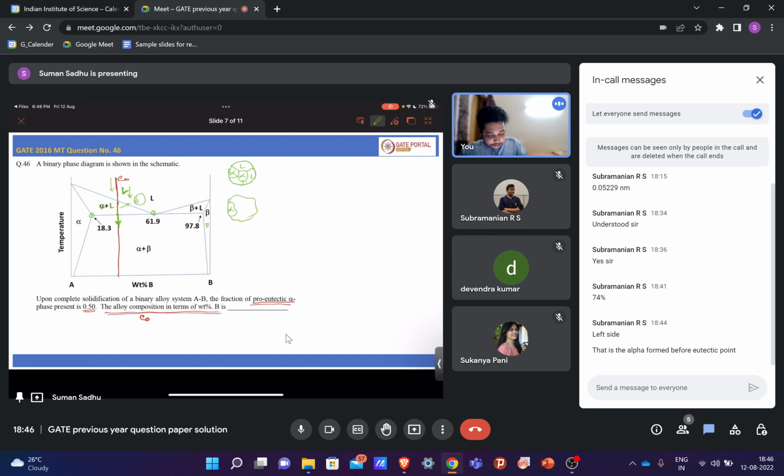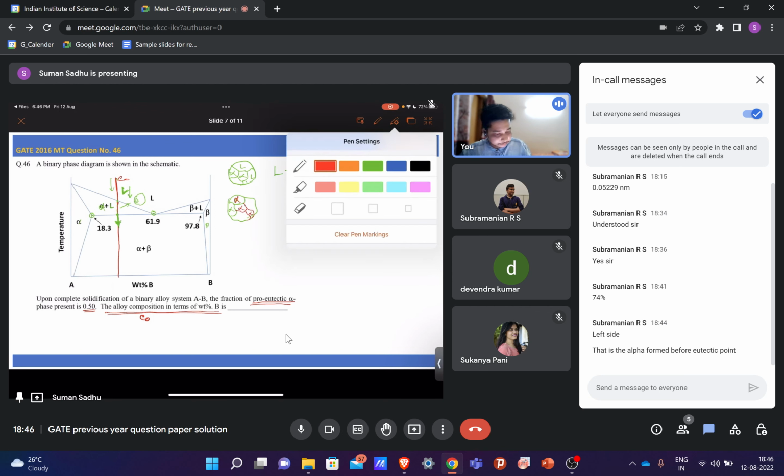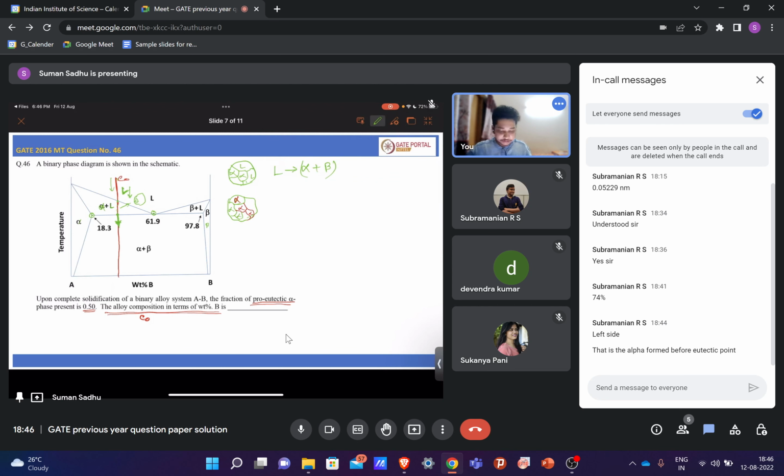Now when you are cooling further below the eutectic temperature, what will happen? The alpha phase that was there earlier will not change, it will remain, and the liquid will undergo the eutectic reaction and form alpha plus beta. Just for simplicity I'm writing this in a different color. Let's say this alpha is formed after the eutectic reaction. The composition will be the same, but as this alpha forms after the eutectic reaction, this red alpha is not considered proeutectic alpha. Proeutectic alpha is the alpha phase that is formed before the eutectic reaction.